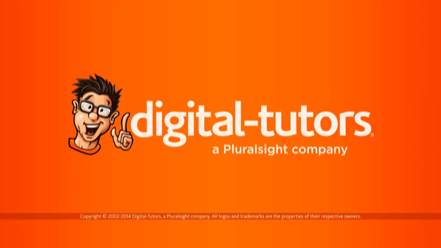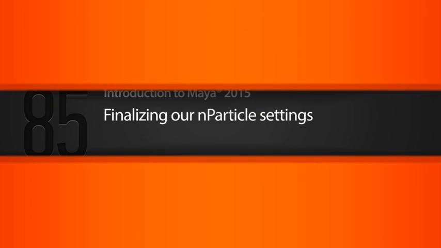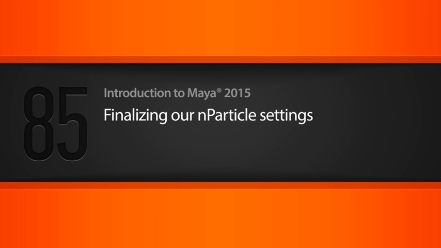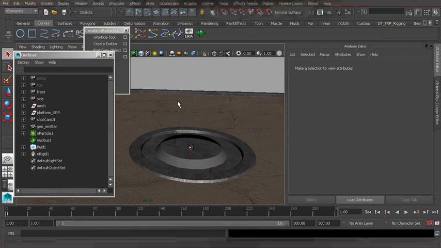In this lesson, we will finalize our end particle settings. So what we'll do in this lesson is have a look at a few more properties we can adjust to get a better look out of our particles. And then in the next lesson, we'll spend that time shading our particles so that they resemble steam.